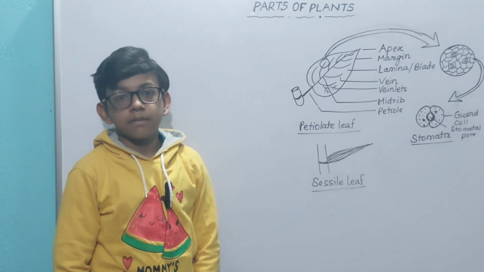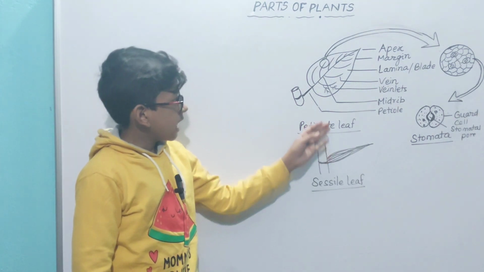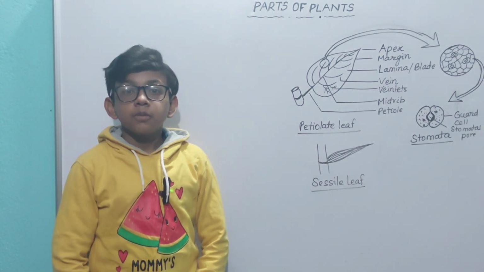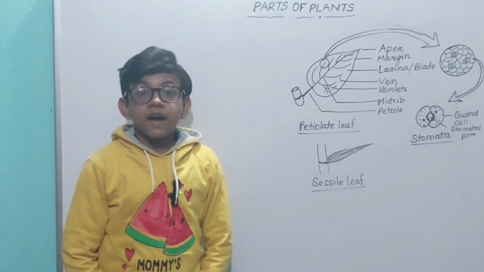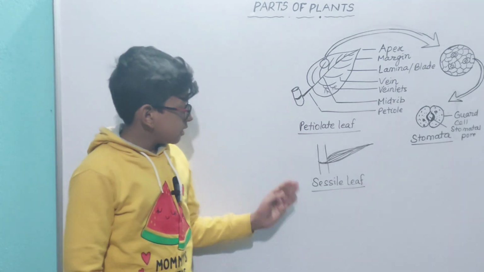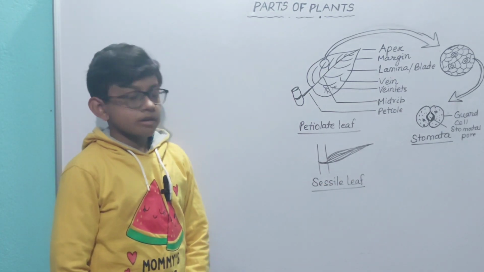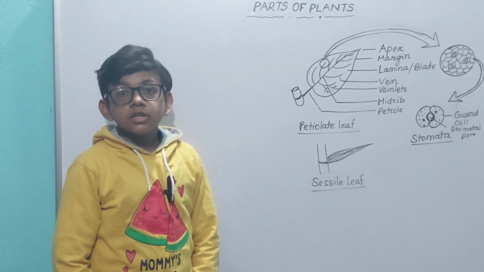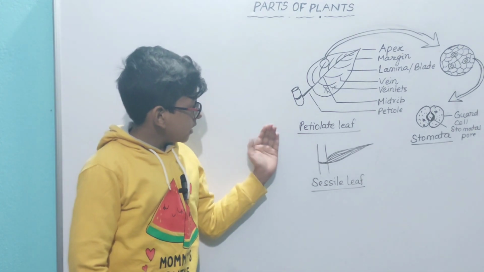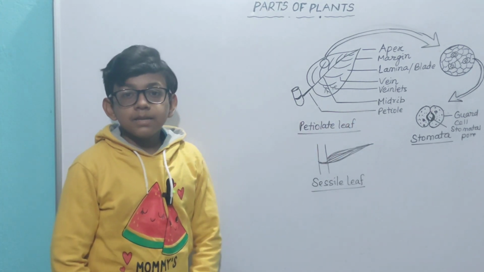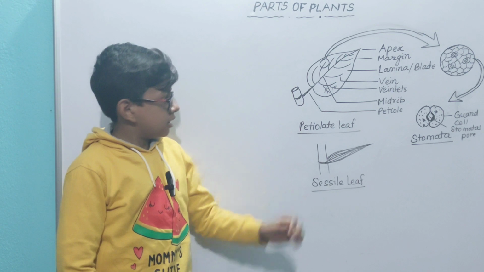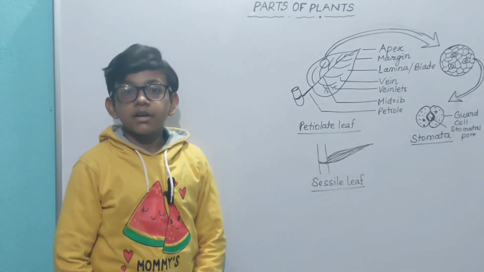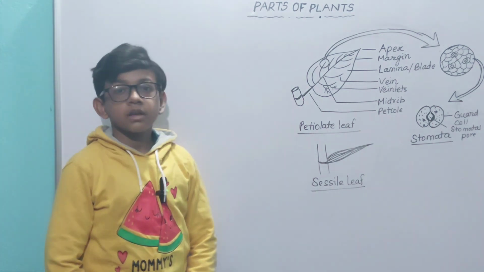Venation is of two types: parallel venation and reticulate venation. Parallel venation is found in monocot plants having fibrous roots and sessile leaf. What is sessile leaf? Sessile leaves are leaves which do not have a petiole, and petiolate leaves are leaves which have a petiole. Petiolate leaf is found in dicot plants having taproot.